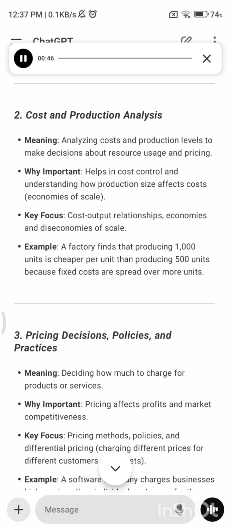2. Cost and production analysis, meaning analyzing costs and production levels to make decisions about resource usage and pricing. Why important? Helps in cost control and understanding how production size affects costs, economies of scale. Key focus, cost-output relationships, economies and diseconomies of scale. Example, a factory finds that producing 1,000 units is cheaper per unit than producing 500 units because fixed costs are spread over more units.